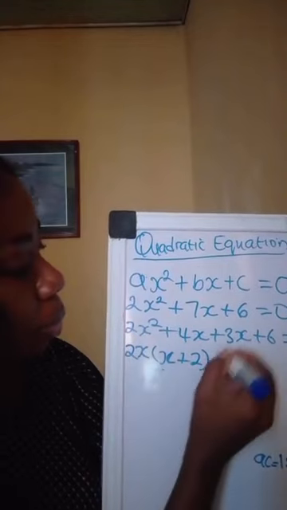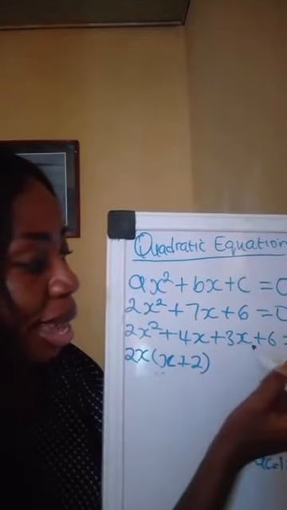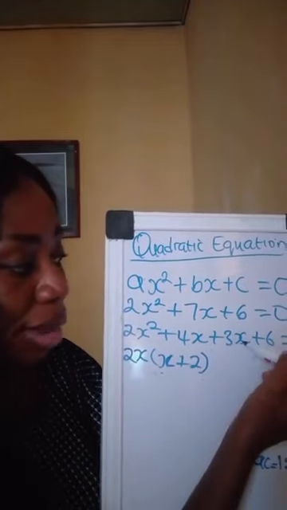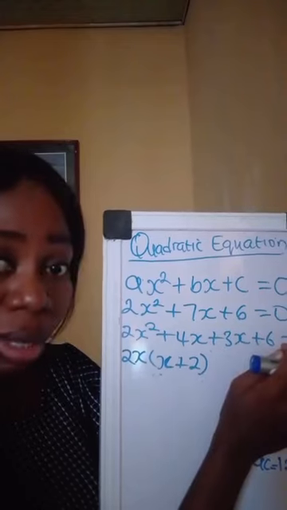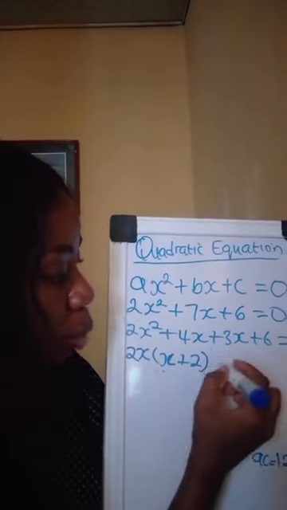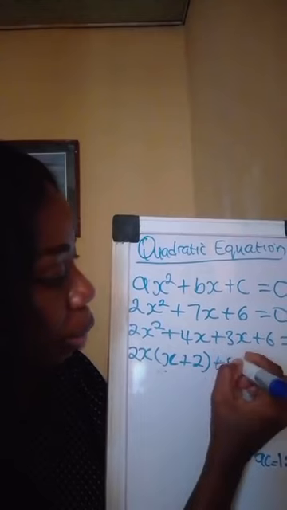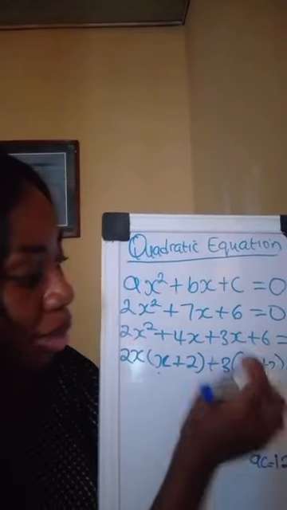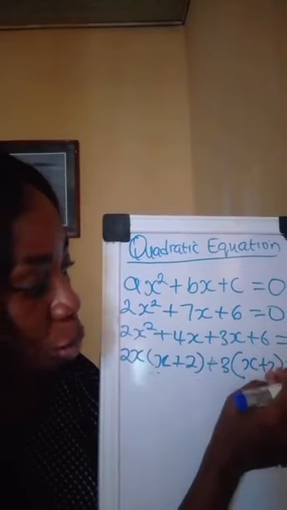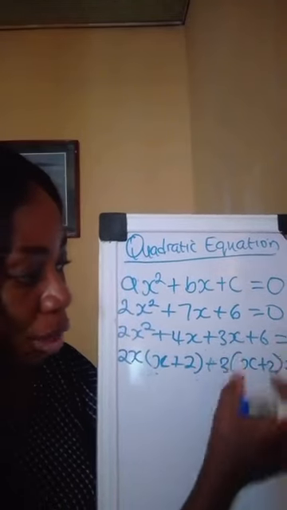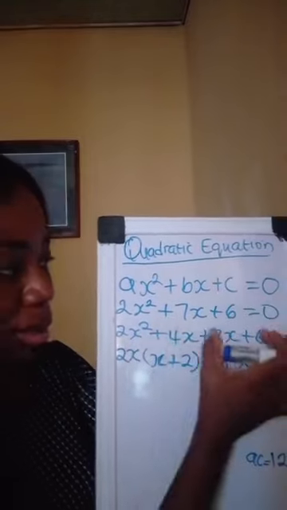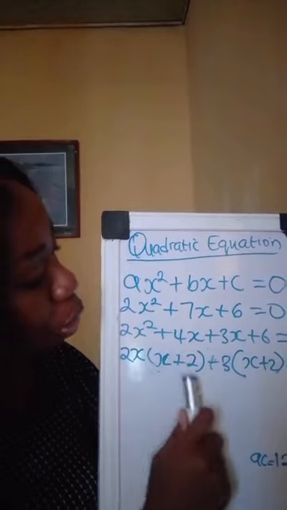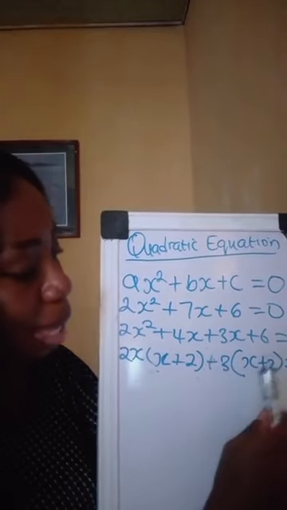Okay, so we do that for the second. What is the common term between 3x and 6? The common term is 3, because when 3 goes in 3x, x is left. 3 can also go in 6, and 2 will be left. So we are going to have plus 3 into bracket x plus 2 is equal to 0. 3 times x is 3x. 3 times 2 is 6. So we just factorized these. Here we are having 2x into bracket x plus 2 plus 3 into bracket x plus 2.